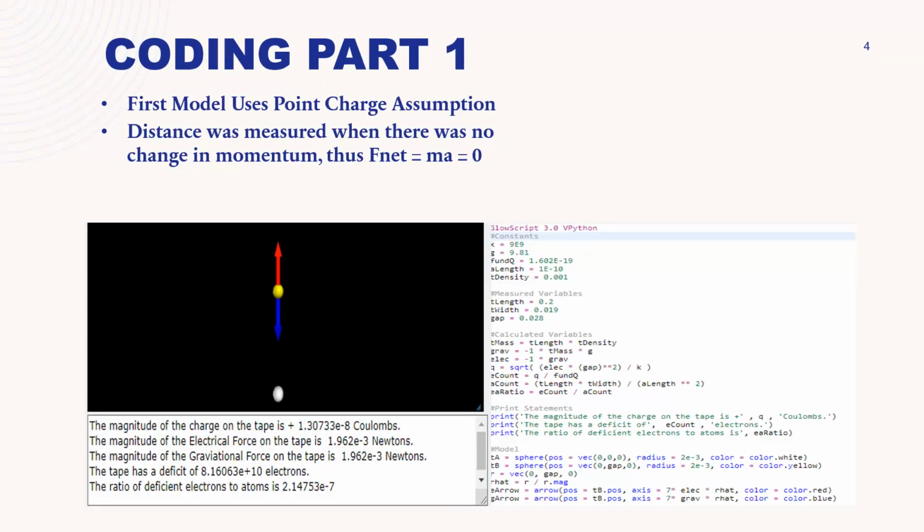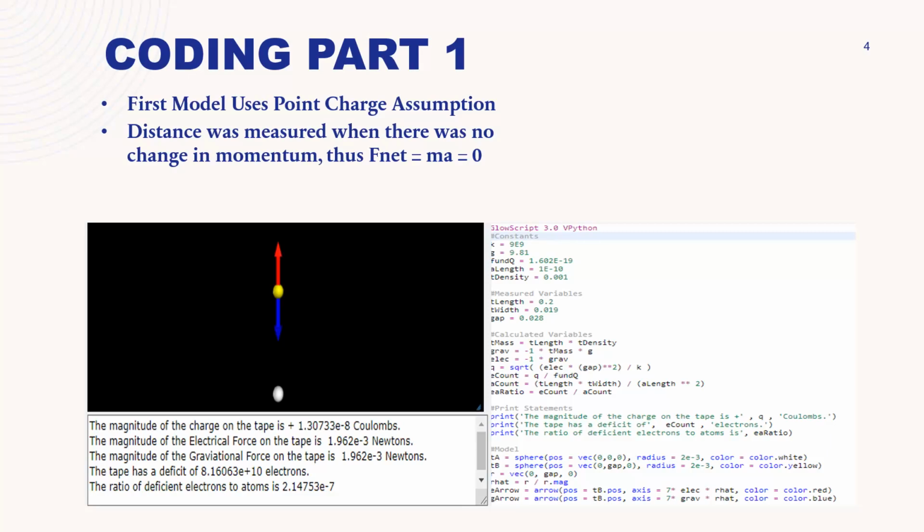The first model uses the point charge assumption. Each of the tapes was modeled by one of the balls, and the red force represents the electric force that pushes them apart, and the gravity is represented by the blue arrow. So we assumed that since there was no change in momentum, both of the forces in this case were equal to each other. So using the script on the left, we calculated the force of gravity as the mass of the tape times the g constant, and we set the electrical force equal to its magnitude.